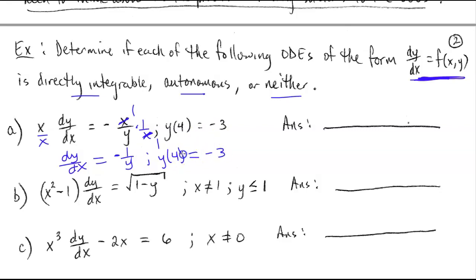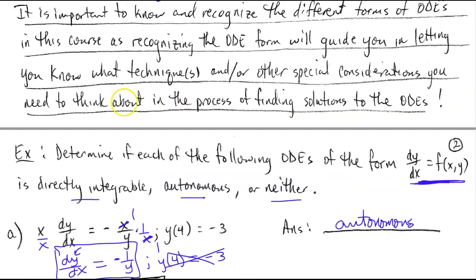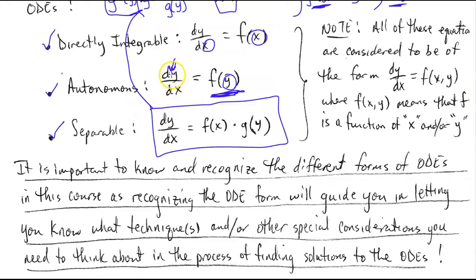Now, the initial condition part is not important. What is important is this portion here. And if you notice, I have dy over dx is equal to strictly a function of y, or strictly a function of the function I took the derivative of. So in that case, this ends up being an autonomous type of equation. Because again, remember that dy over dx is equal to some function of y.